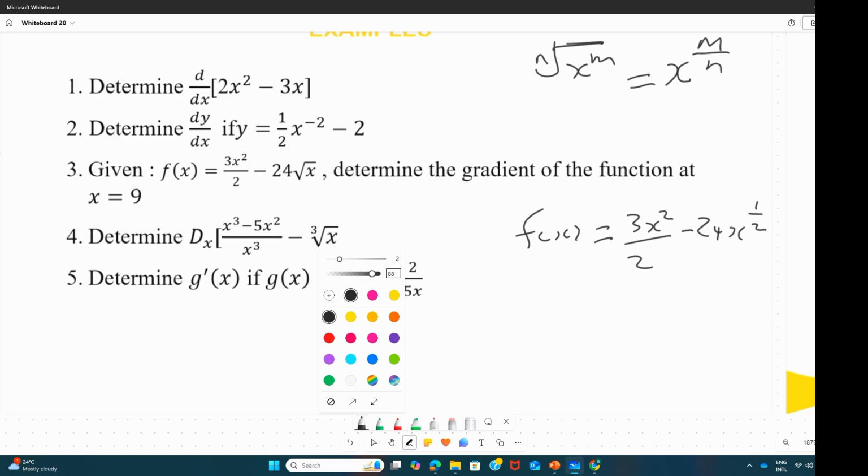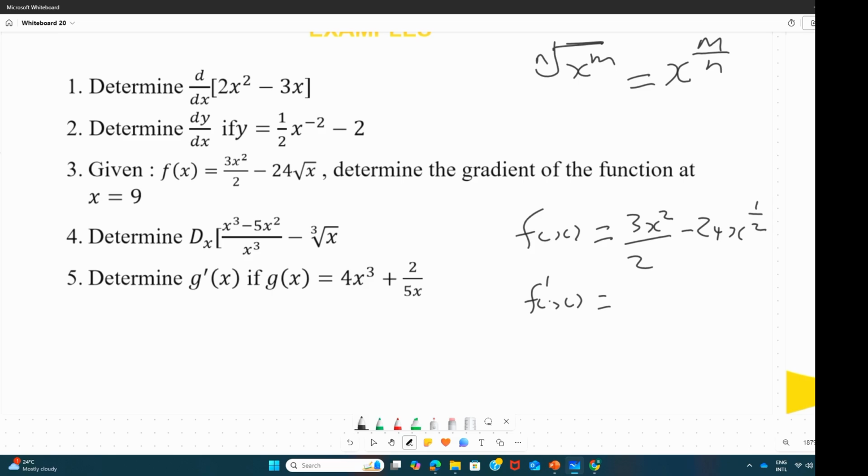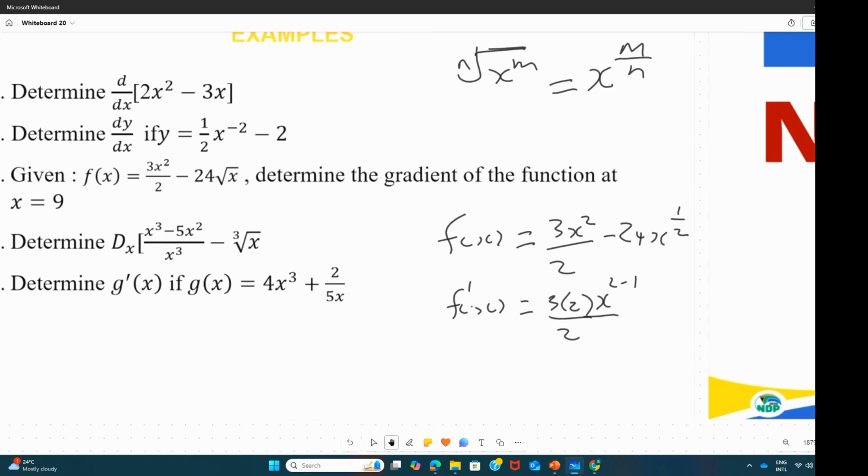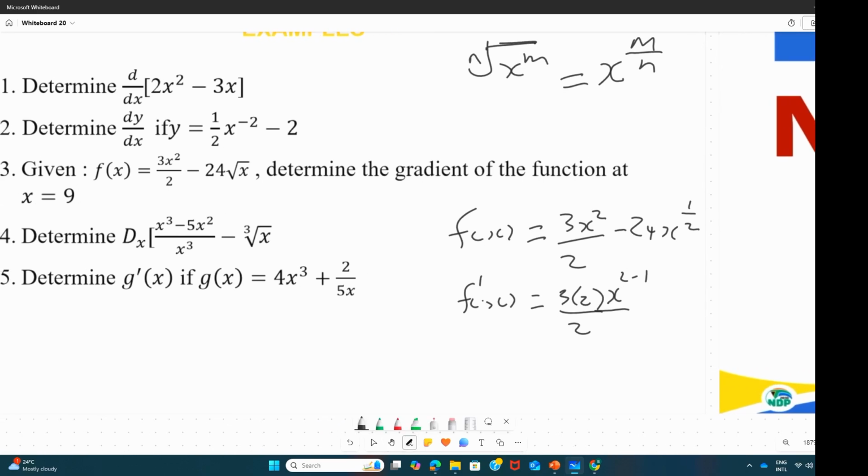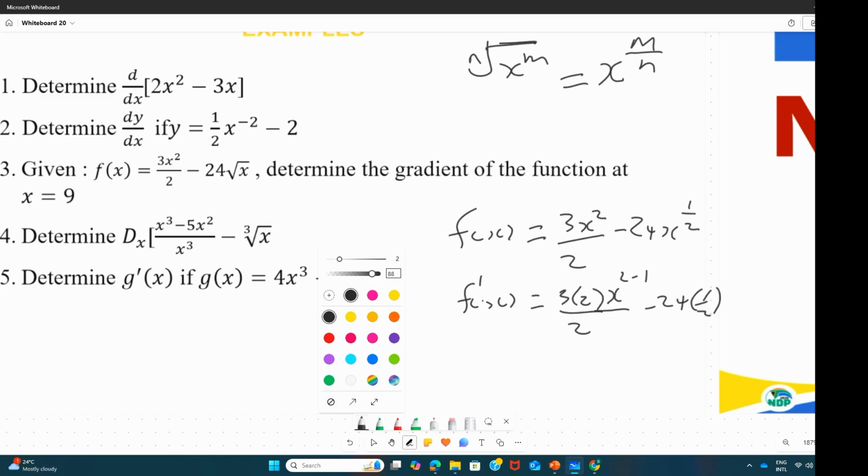So if we continue to differentiate there, f prime of x is equals to, because we're starting to differentiate, 3 into the exponent 2, all of this divided by 2, then x to the power 2 minus 1. Let me just move this one to this side, yes. And then you go on to say it's going to be negative 24 into the exponent half of x to the power half minus 1.